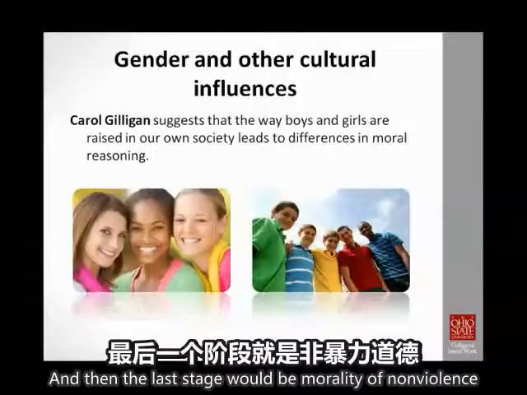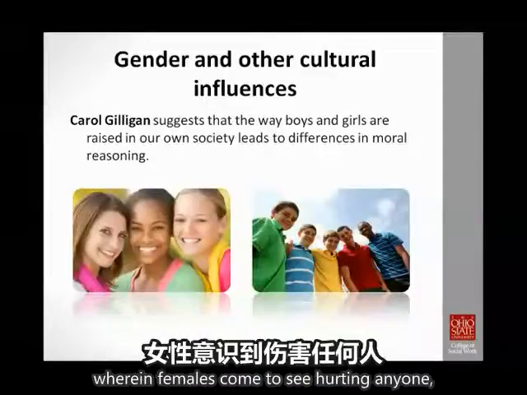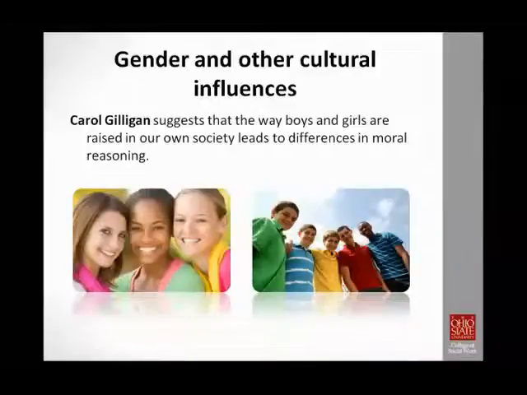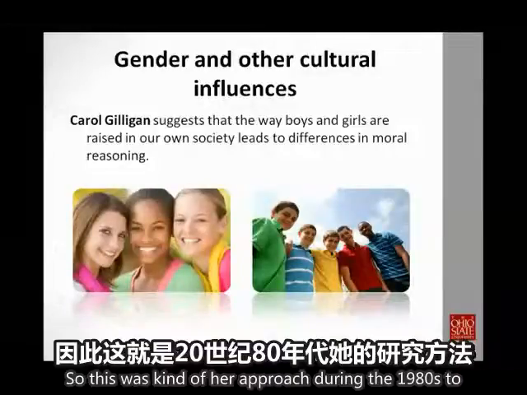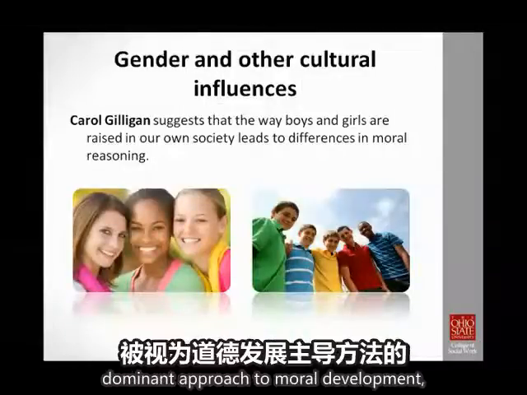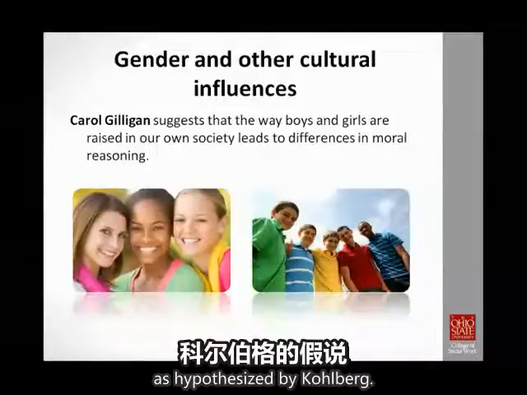And then the last stage would be morality of nonviolence, wherein females come to see hurting anyone, including themselves, as unethical and immoral. So this was her approach during the 1980s to counter what was seen as the dominant approach to moral development as hypothesized by Kohlberg.